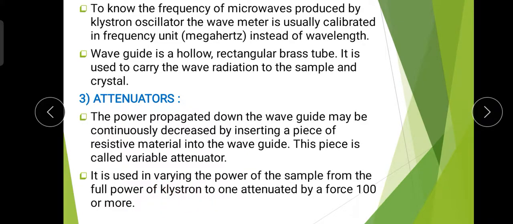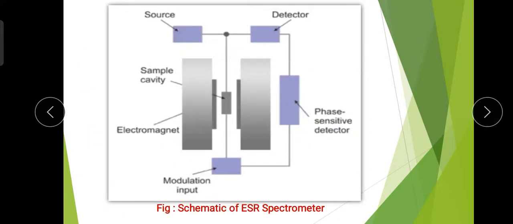It is used in varying the power of the sample from the full power of the klystron to one attenuated by a factor of 100 or more. That means the attenuator is actually used to attenuate the power of the radiation by varying the power of the sample. We can use it for various applications, and this can be done by varying the factor, that is 100 or more than that.